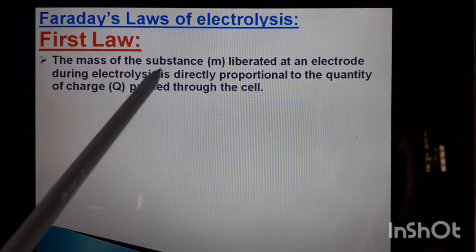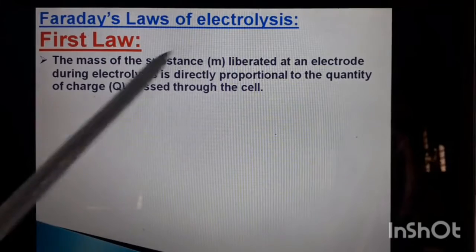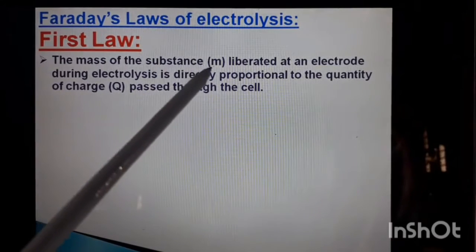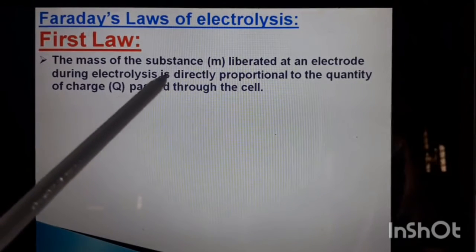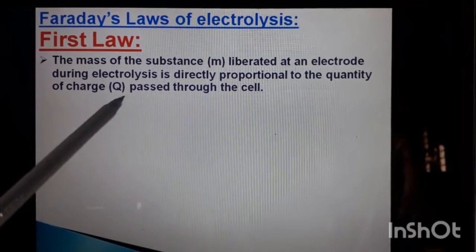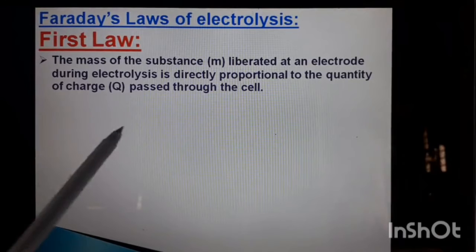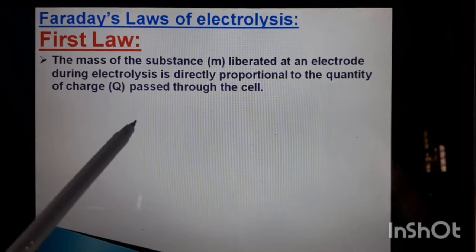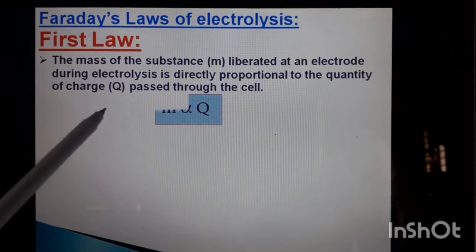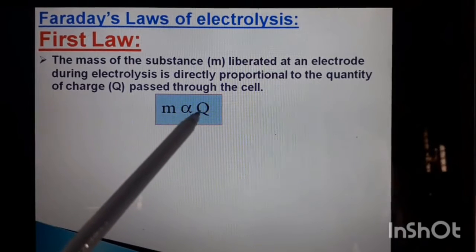Okay. The mass of the substance liberated at any electrode, positive or negative, during electrolysis is directly proportional to the charge passed through the cell. The charge Q is passed through the cell. This is the first law. Okay, M is directly proportional to Q.